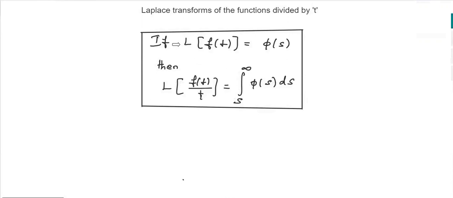It is like when you apply Laplace to a function which equals phi of s, then if you divide that function with t and apply Laplace, you'll have integration over the limits s to infinity phi of s ds. Now we shall go into the problem.